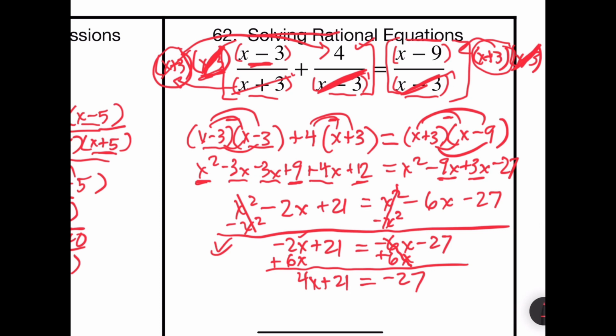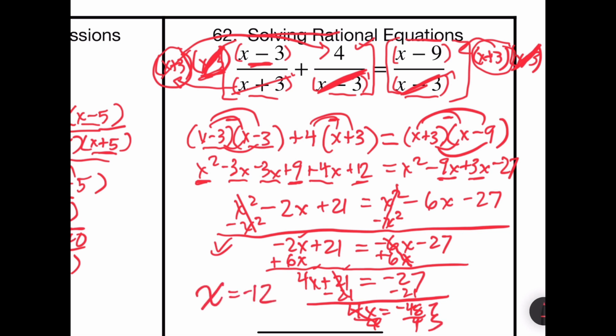And finally, we're down to a two-step. Subtract 21, divide by 4. So I'll subtract 21 on both sides. 21 minus 21 is 0. 0 plus 4x is 4x. And negative 27 minus 21 is negative 48. When I divide both sides by 4, 4 divided by 4 is 1x. And negative 48 divided by 4 is negative 12. So my answer is x equals negative 12.